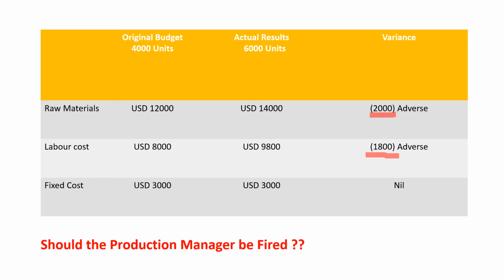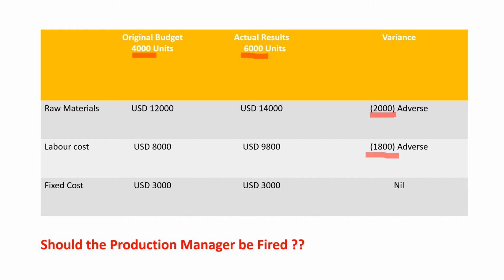So the million-dollar question is, should the production manager be fired? Now, most of you would have the tendency of saying yes, because the actual cost was higher than the original budget. But the problem here is we're not comparing like with like. The budget was drawn on 4,000 units, while the actual results is based on 6,000 units. So it is important when we compare actual results and budgeted results that we compare like with like.